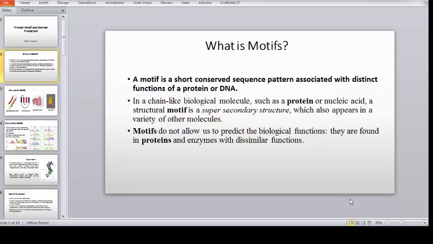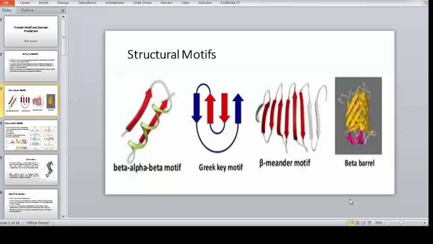In a chain-like biological molecule such as a protein or nucleic acid, a structural motif is a super secondary structure which also appears in a variety of other molecules. Motifs do not allow us to predict the biological functions. They are found in proteins and enzymes with dissimilar functions. So these are the structural motifs.